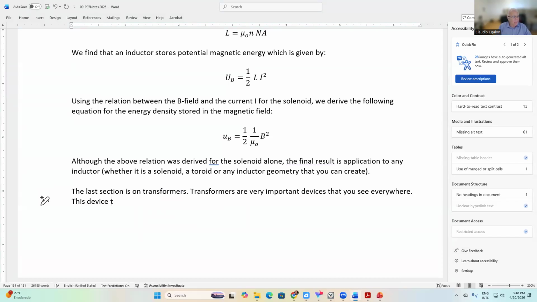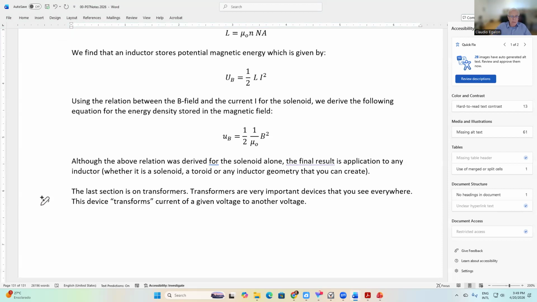This device transforms, right? That's why it's called a transformer. It transforms current of a given voltage to another voltage. That's what transformers do. They transform electric current that has a given peak voltage to another peak voltage.